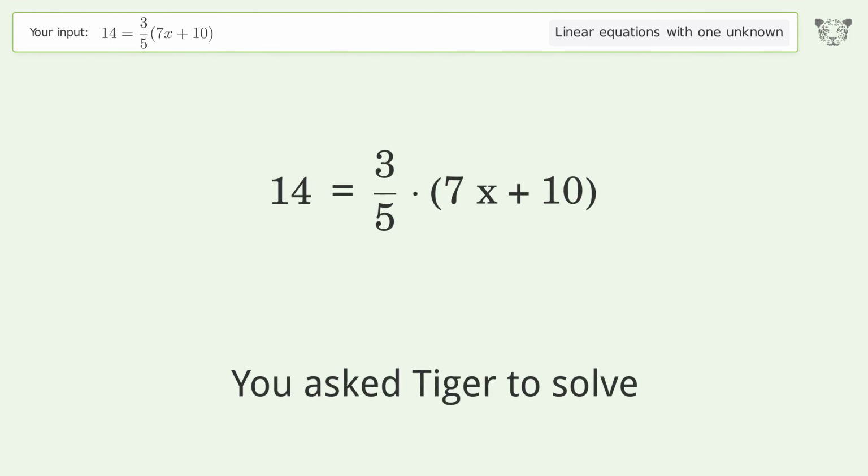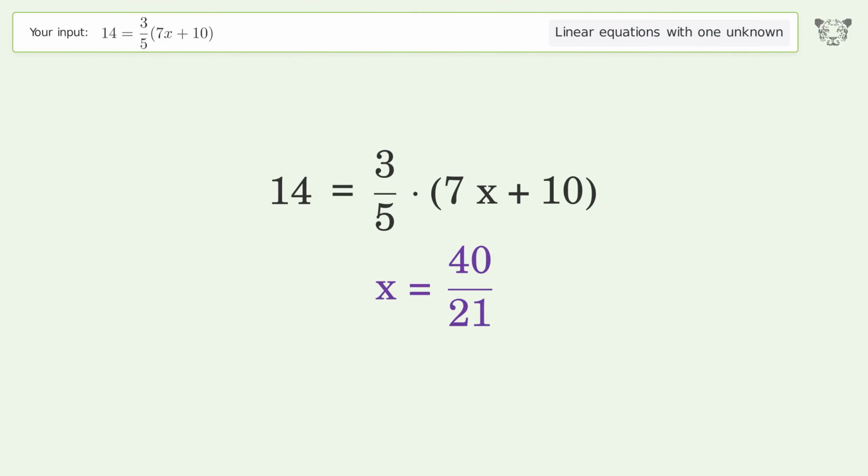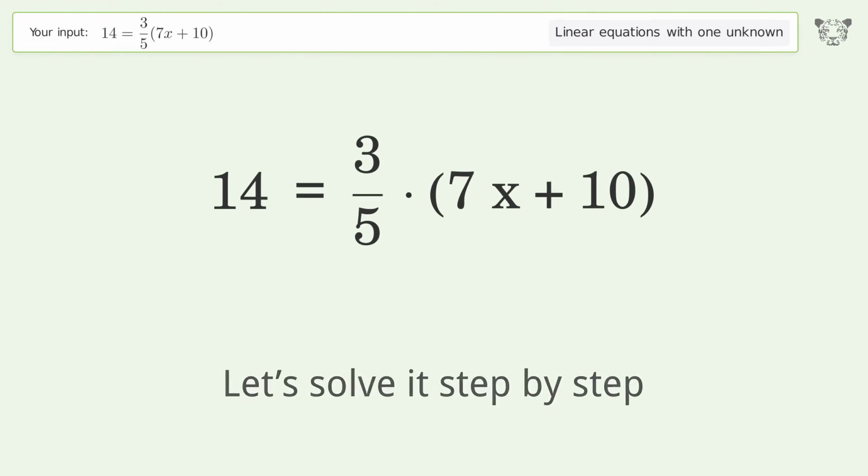You ask Tiger to solve. This deals with linear equations with one unknown. The final result is x equals 40 over 21. Let's solve it step by step.